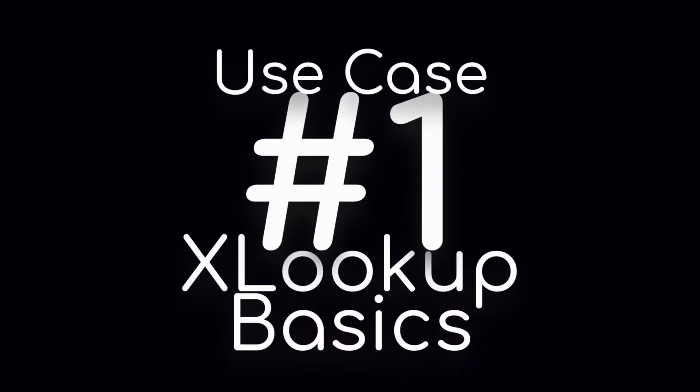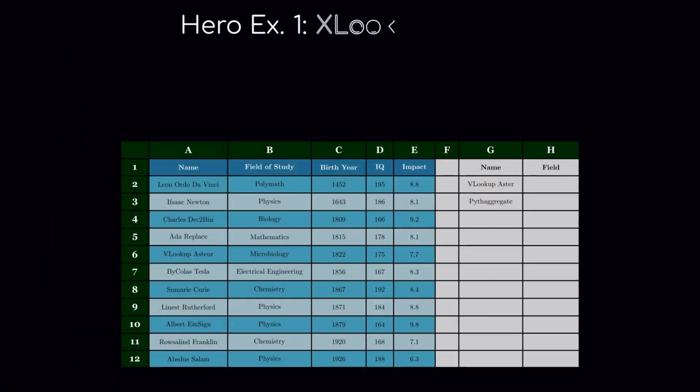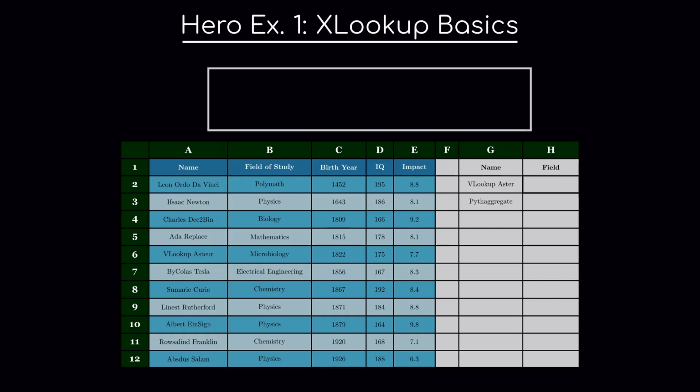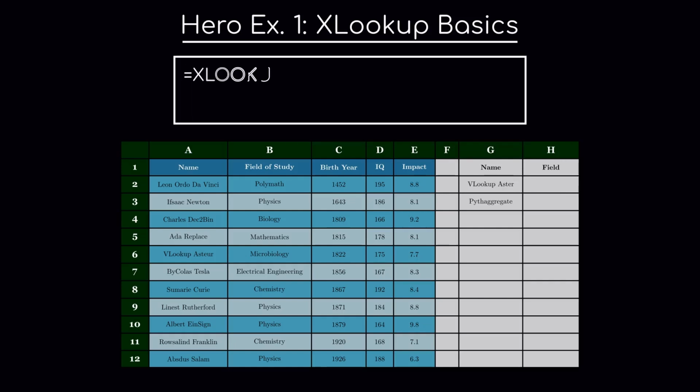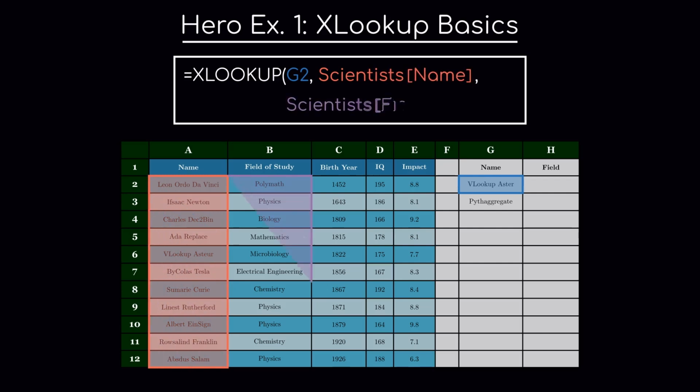Use case number 1 is using XLookup as it's intended. If you've not come across XLookup before, or if you have and just want a quick reminder, we're going to go through that now. XLookup works much like VLOOKUP or index match in older versions of Excel, but is a lot easier to use. For example, if we wanted to know the field of a particular scientist, we could simply write equals XLookup, select our name value, setting the lookup array to be the scientist's names, and setting the return array to be the scientist fields.